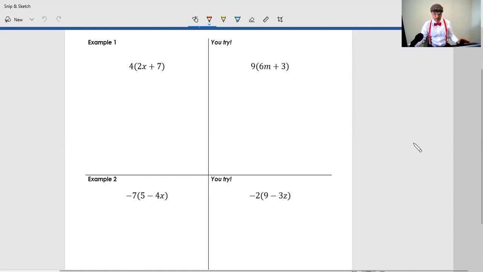So today we're gonna do the distributive property. This is 7th grade level math. If you're an advanced 6th grader, you could do this, but this is 7th grade level math. So we're gonna use the distributive property. Well, what does it mean, distributive property?